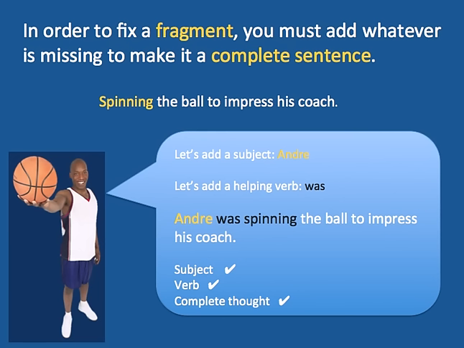For example, we said that the subject was missing, so let's add a subject. We need to add Andre there. We also need to add a helping verb in order to make this a complete thought. So the correction to this sentence would be, Andre was spinning the ball to impress his coach. Let's do our checklist. We have a subject, Andre. We have a verb, was spinning. And yes, we do have a complete and coherent thought. Go ahead and write that corrected sentence on your note sheet.